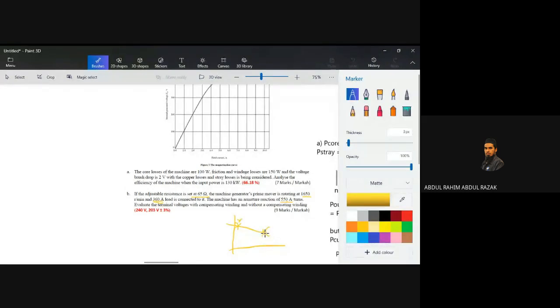So how much actually is the drop? And some more, if you have armature reaction, it will drop further down. So how much is actually the end voltage, or the terminal voltage, when we have such a situation? So what you have to do is that we start with finding what is the effective field current at this moment.